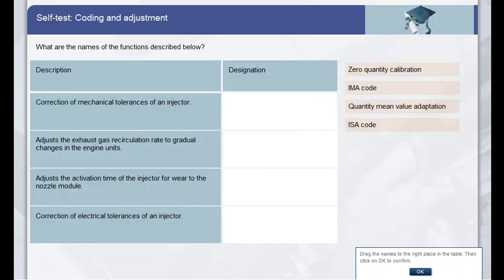What are the names of the functions described below? Drag the names to the right place in the table, then press OK.